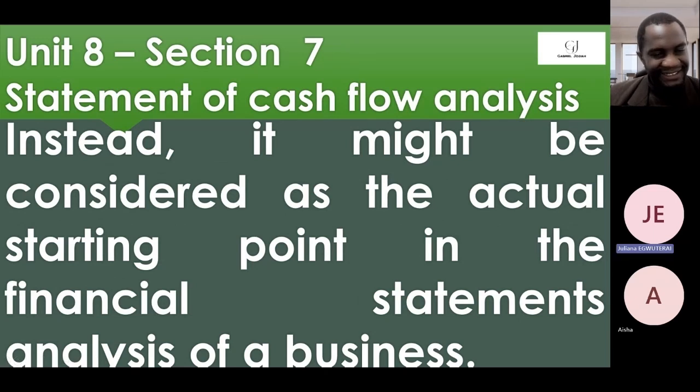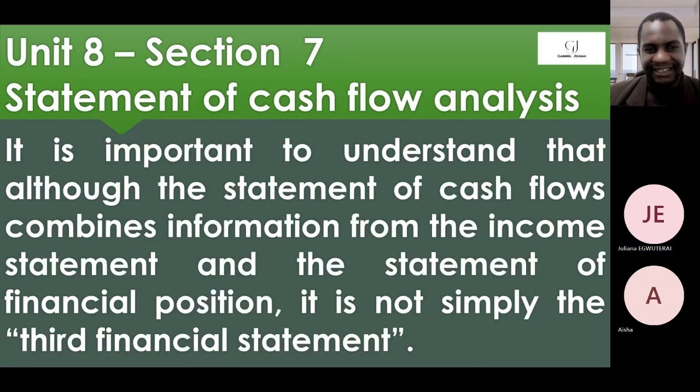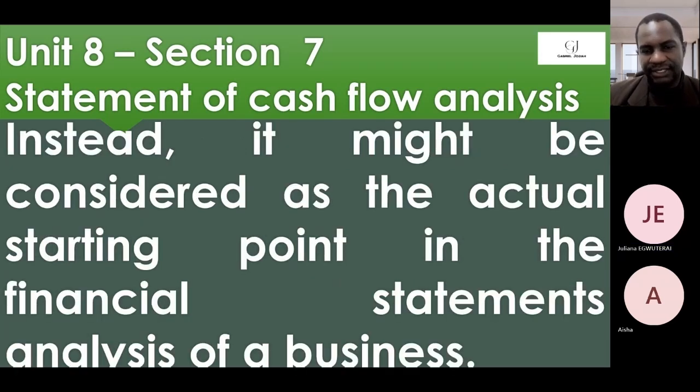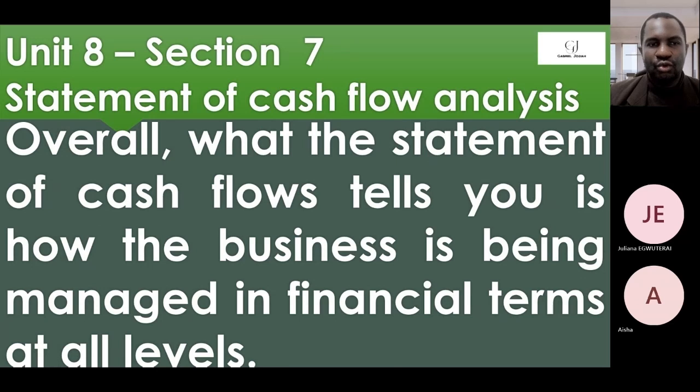Instead, it might be considered as the actual one. People generally think it's the third one, but it's not. Actually, it's like the starting point. From a numbering perspective, it's looked at as the third, but in actual aspect, it is the starting point, if you look at the elements in the financial statements and the analysis you are performing for the business. So why is it the starting point? The cash flow tells you how the business is managed in financial terms at all levels. And that is why it's the starting point.